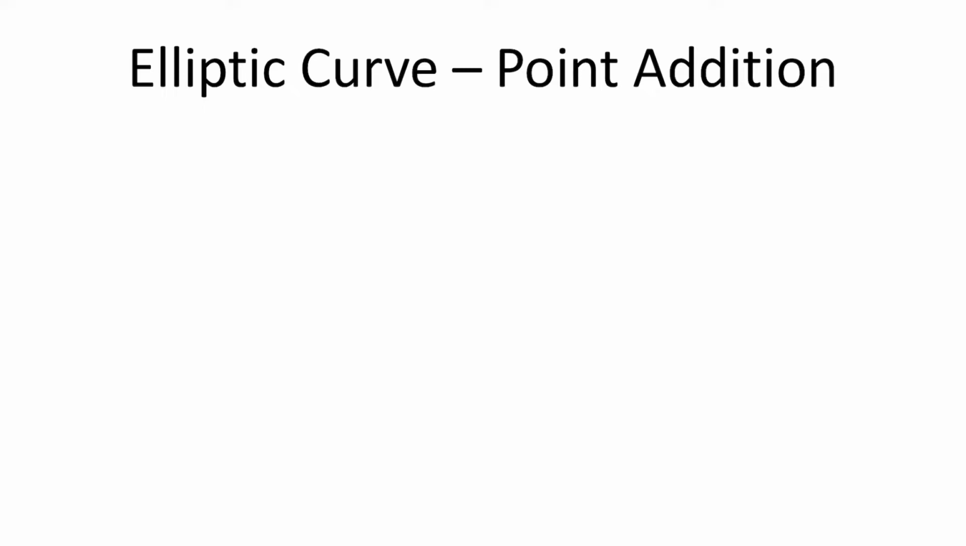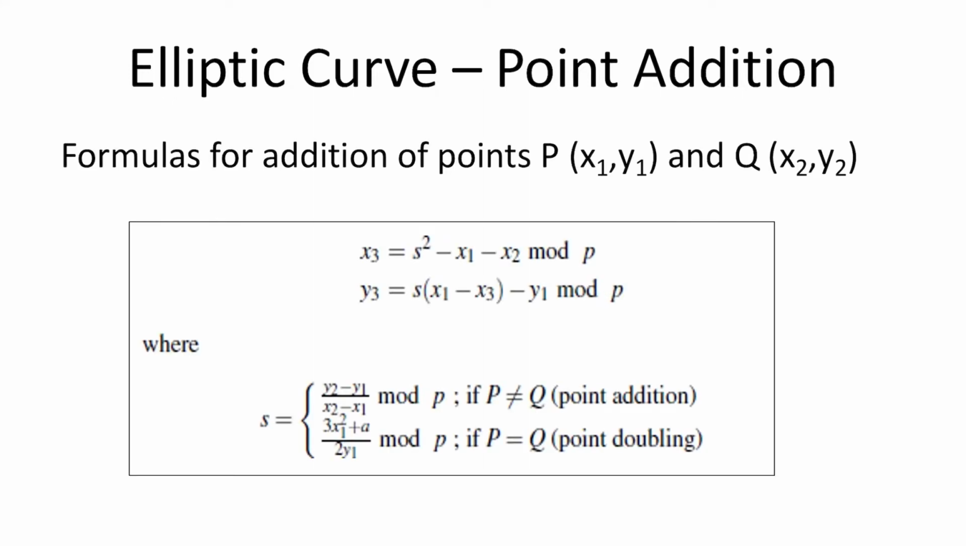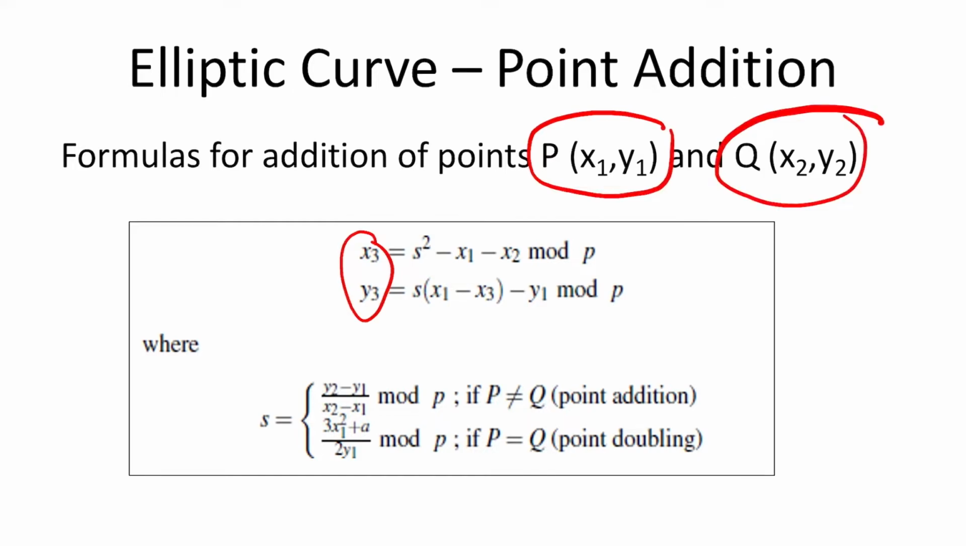However, in elliptic curve cryptography, we work with finite fields consisting of positive integers. So there are no negative coordinates. Therefore, we use these formulas to add the 2 points in elliptic curve over finite field. So x3, y3 is the resultant point from the addition of point P, which is x1, y1, and point Q, which is x2, y2. So x3, y3 can be thought of as the reflection of the third intersecting point on the curve when we draw a line through points P and Q.